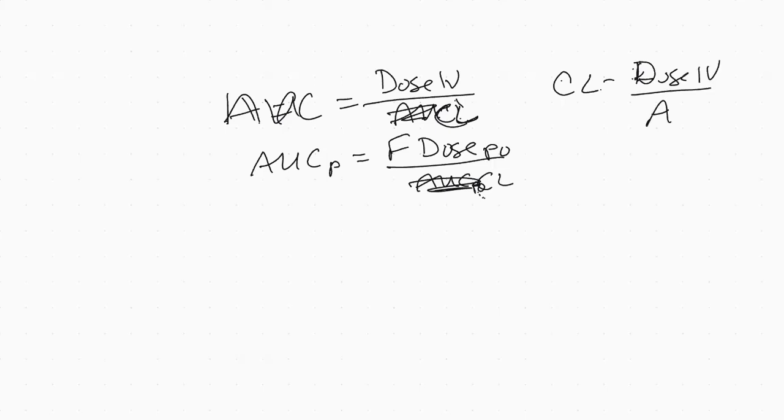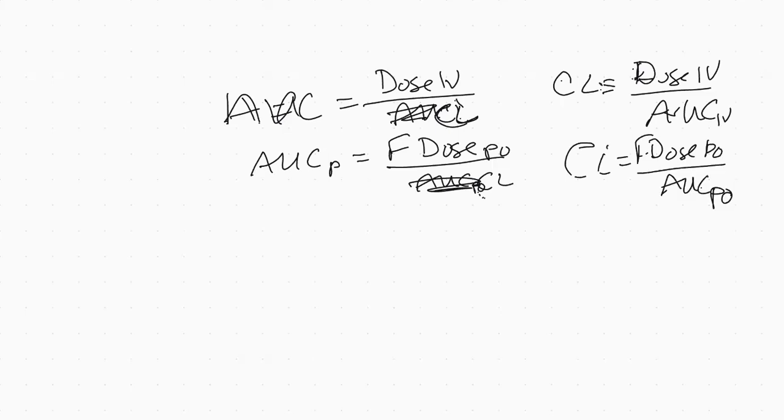And clearance is also equal to bioavailable dose, PO, over area under the curve, PO. So we can set those equal to each other and solve for F. And guess what F comes out to be? F comes out to be area under the curve PO over dose PO, over area under the curve IV over dose IV. You just have to rearrange everything.